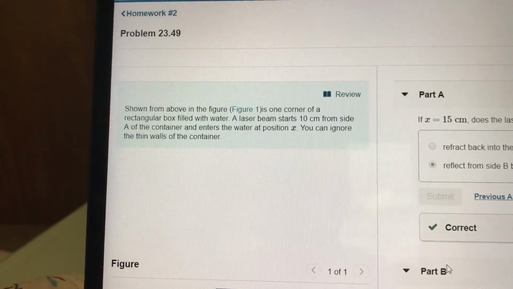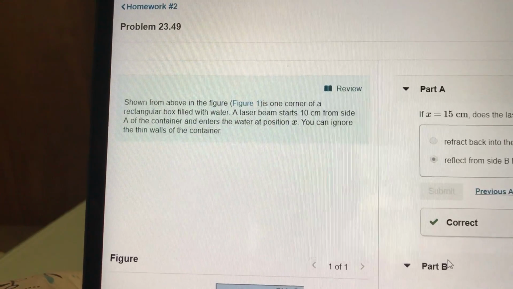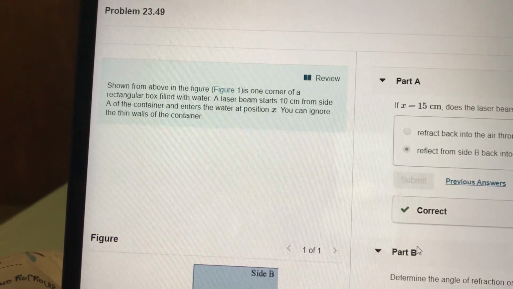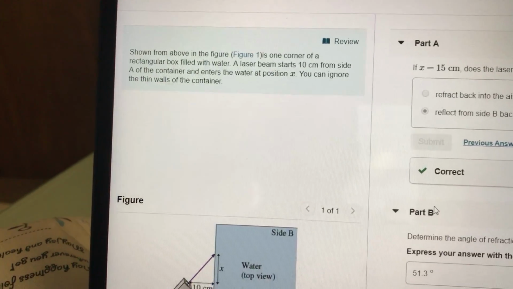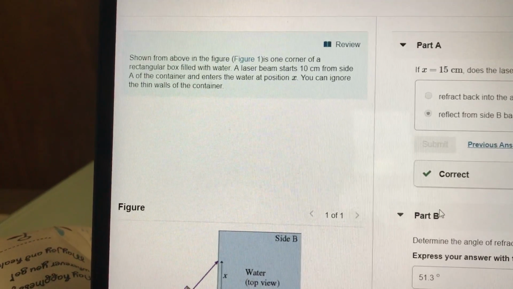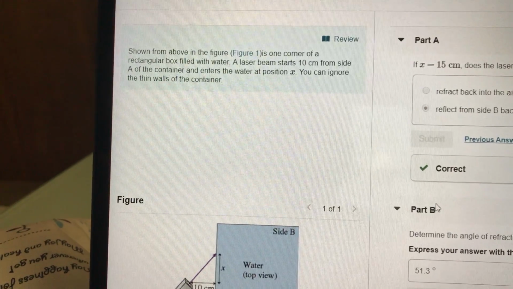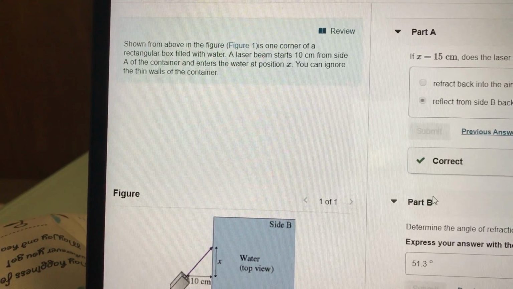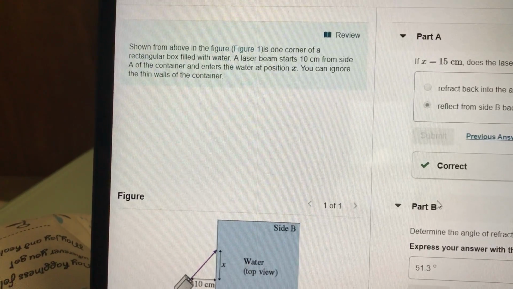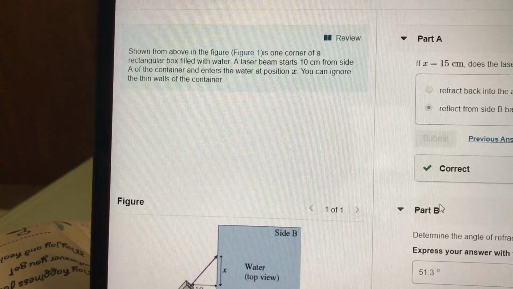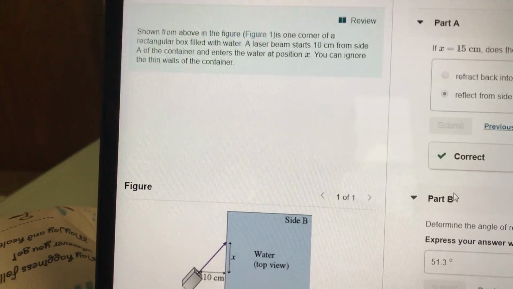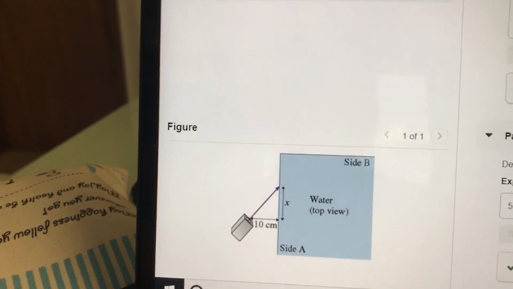Today I'm going to show you how to solve problem 23.49 of Mastering Physics. Okay, let's begin. The problem is: shown from above in the figure is one corner of a rectangular box filled with water. A laser beam starts 10 centimeters from side A of the container and enters the water at position X. You can ignore the thin walls of the container. This is the image.